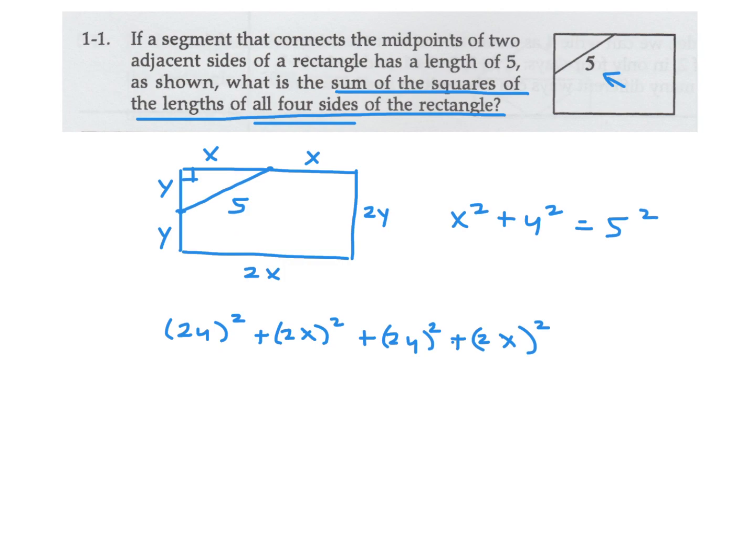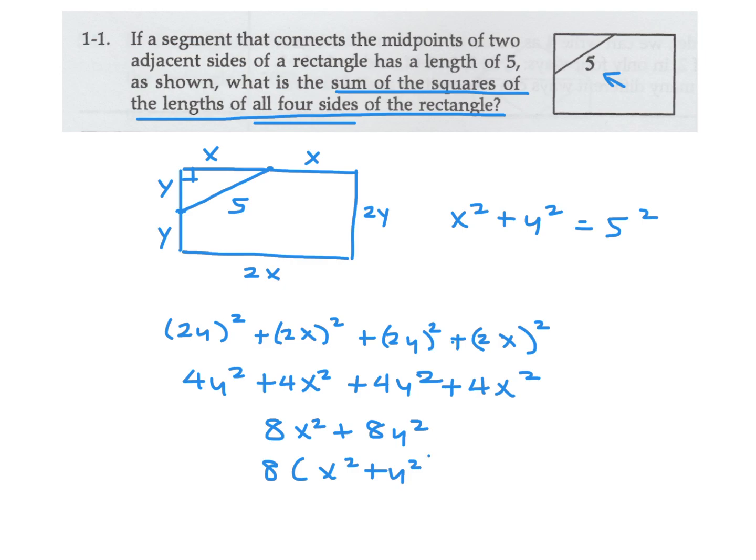Okay, so now if I do this math, it'll be 4y squared plus 4x squared plus 4y squared plus 4x squared, and then if I add it all up, it will be 8x squared plus 8y squared. Factor out an 8 and we get x squared plus y squared. Well, the good news is, in the first part of the question, we had already figured out what x squared plus y squared is equal to. It's 5 squared. So just substitute that in, and then we have 8 times 25, and that is 200. 200 is the answer to the first question.